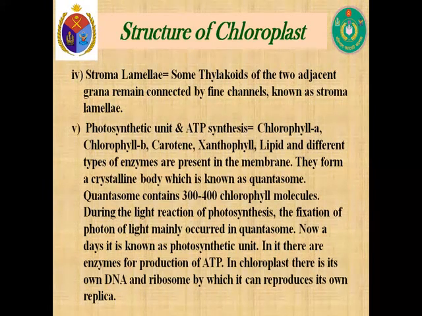Quantosome contains 300 to 400 chlorophyll molecules. During the light reaction of photosynthesis, the fixation of photon of light mainly occurs in quantosome. My dear cadets, nowadays it is known as photosynthetic unit. In it, there are enzymes for production of ATP. In chloroplast, there is its own DNA and ribosome by which it can reproduce its own replica.